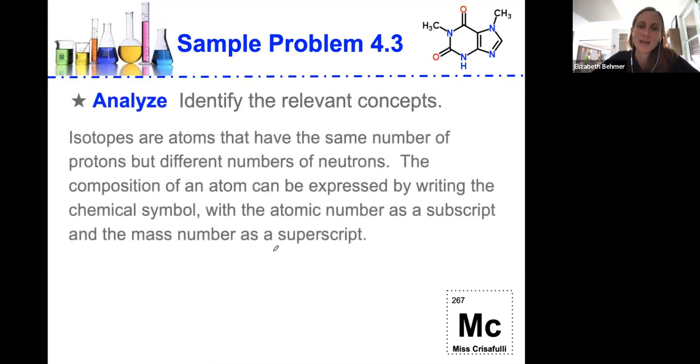So identify the relevant concepts. Isotopes are atoms that have the same number of protons, different number of neutrons. So the composition of an atom can be expressed by writing the chemical symbol, that's the letter abbreviation, and then the atomic number as the subscript, that's the number on the bottom. That's always the atomic number equaling the number of protons. And the superscript is the mass number. That is equal to the number of protons and the number of neutrons.